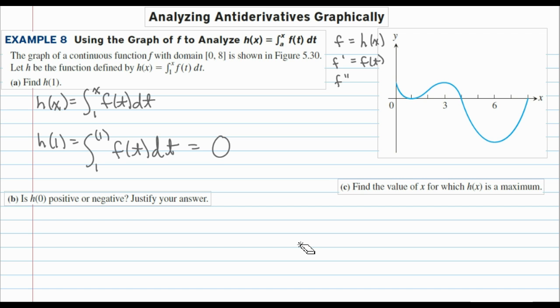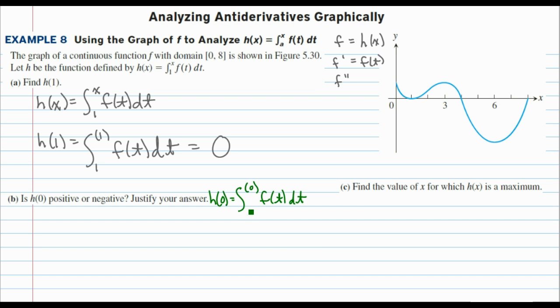Part B asks, is h of 0 positive or negative? Justify your answer. Well, first of all, h of 0 is the antiderivative from 1 to 0 of f of t dt. So I'm going to look at my graph. Here's the x value 1. If I'm finding the area, the signed area, from 1 to 0, so I'm going backwards, this area is above the x-axis, so it would have been positive if it were 0 to 1, but now it's backwards, so it's going from 1 to 0, it's going to be negative.